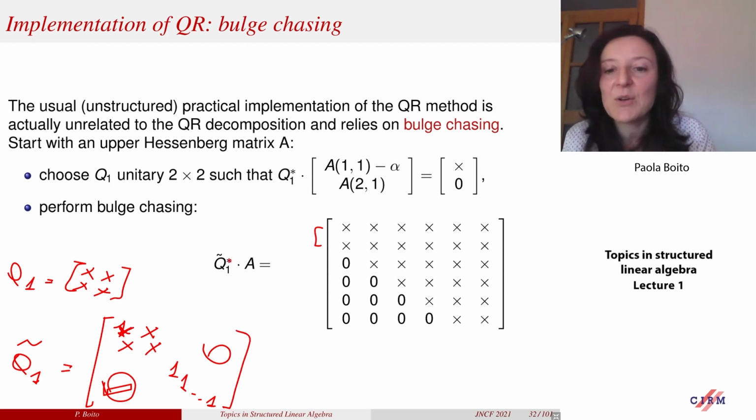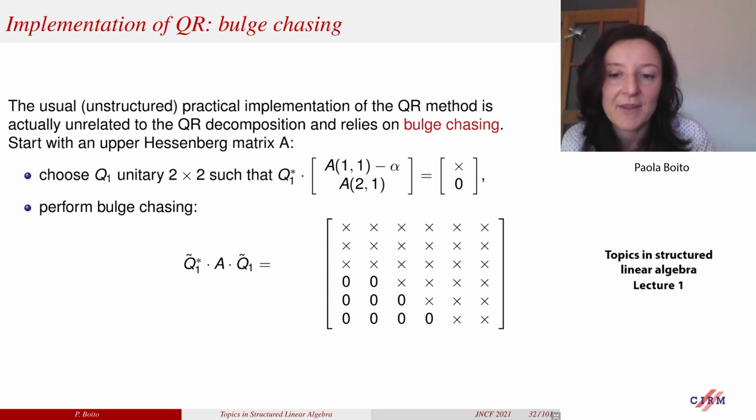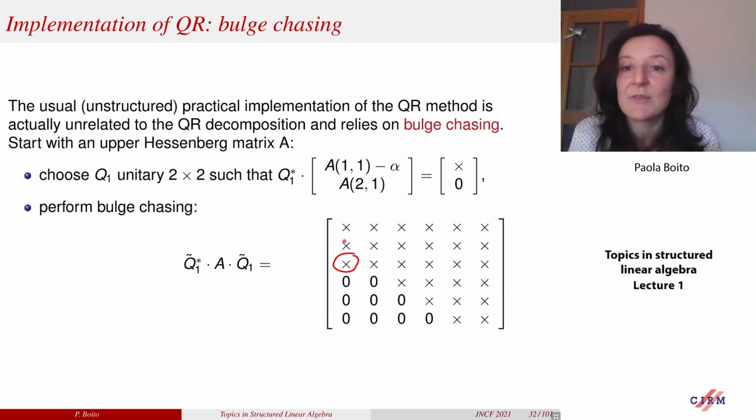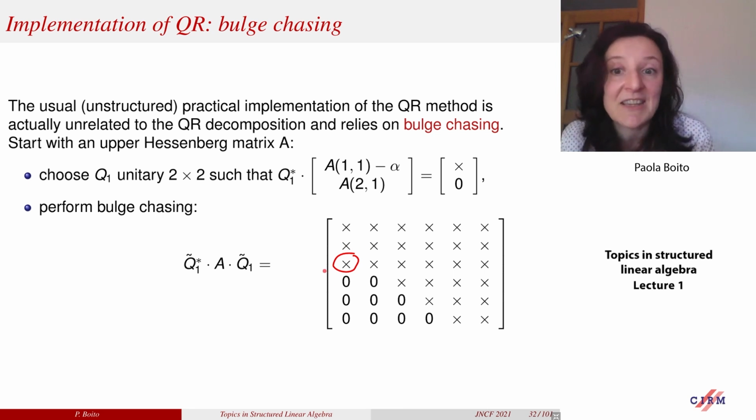So if I apply Q1 on the left with a star, I also have to apply it on the right. And when I apply it on the right, I'm going to act on these two columns. And this is going to put a non-zero here, like this. This is called a bulge because it's a deviation from the usual upper Hessenberg structure. So at this point, we have a matrix that's similar to the previous one. It has the same eigenvalues, but it's no longer upper Hessenberg because it has a bulge.